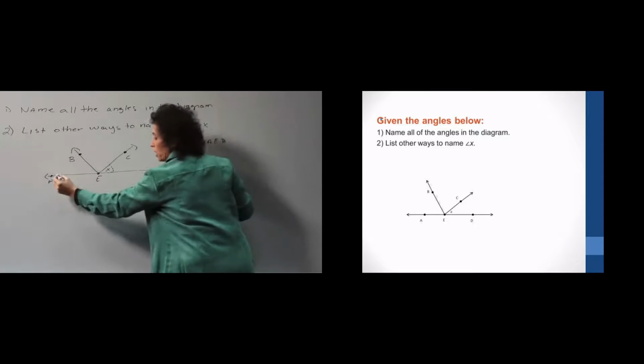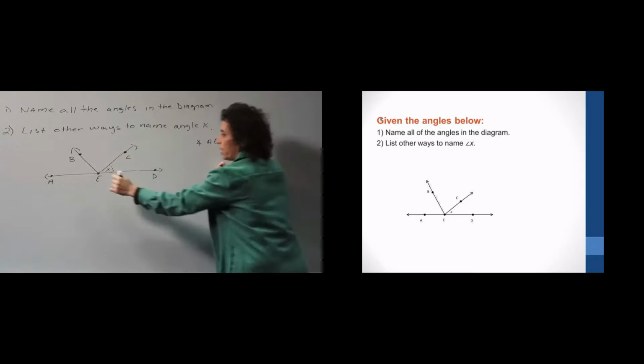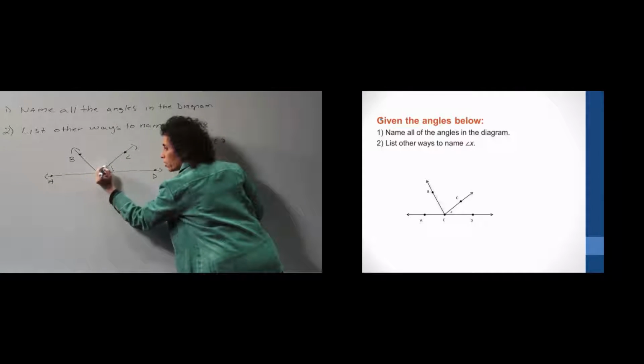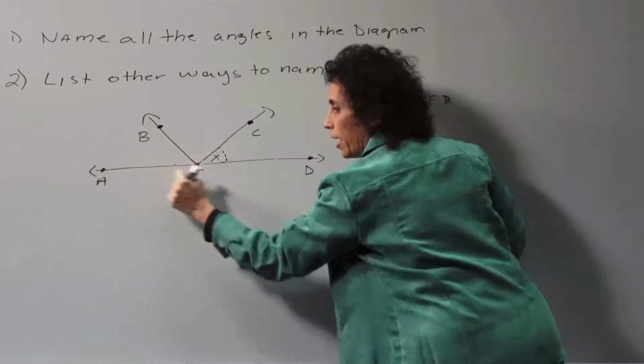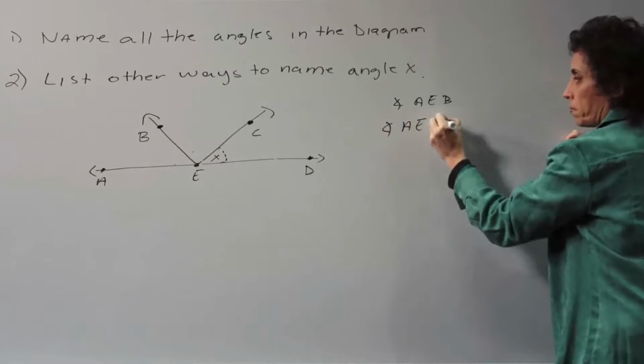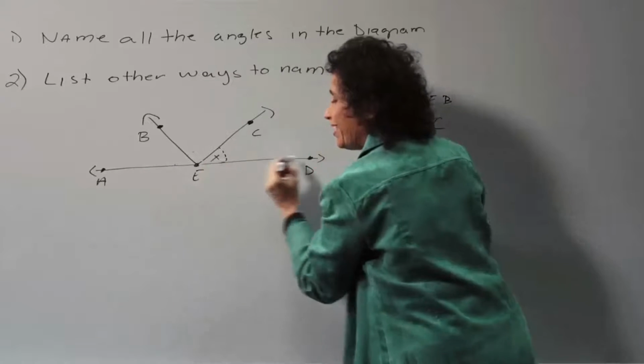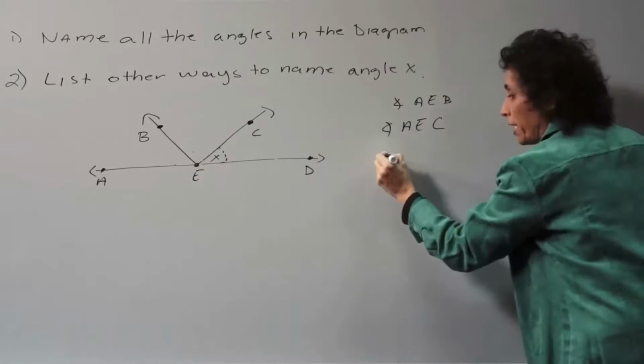Okay, now I'm going to stay with A. I'm going to go AEC. That's this whole rotation right here. AEC. And then I'm going to stay with A again. See what I can do. AED. That's a straight angle.